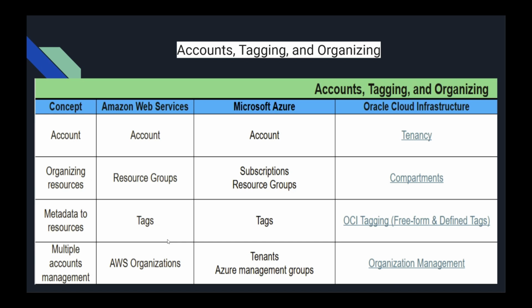The next difference is how resources are organized in each cloud. In AWS we have resource groups, and in Azure there is a similar resource group concept. AWS also recently introduced it. In OCI, the terminology is called compartments. Organizing resources is about categorizing and structuring assets to ensure efficient access, control, and utilization. This is essential for scaling your cloud environment, and we'll go over each one.